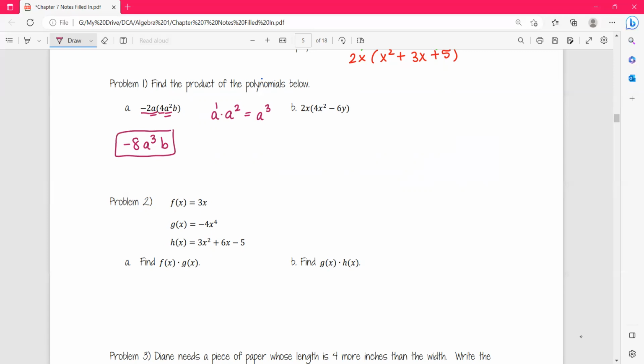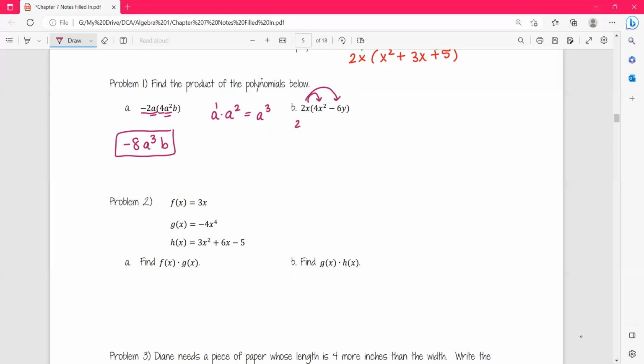Okay? And now let's check out b. Notice I have a monomial. The 2x is a monomial. There's one term in the front and then two terms, so I have a binomial inside the parentheses. That means we must distribute. And we just multiply each term by the 2x, and we just take our time. We can write this out. Usually we don't, but I can this first time.